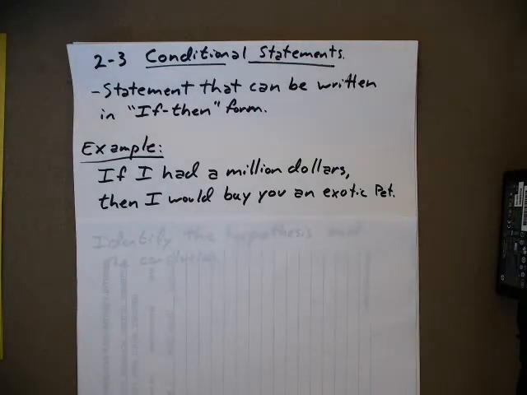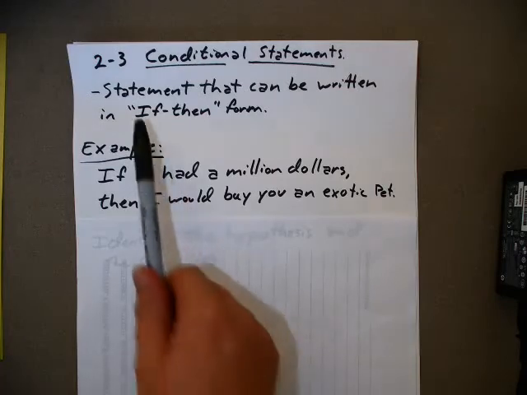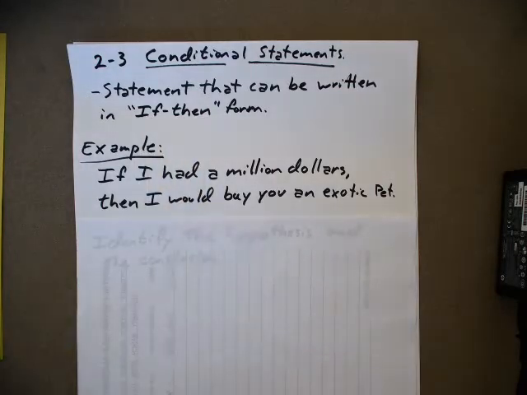Adelman's fantastic geometry class. Today we're going to touch upon conditional statements. Conditional statements are any statement that can be written in the form if-then. That doesn't necessarily mean they are always written in the if-then form, but they can be written in that form. An example is from the song, "If I had $1,000,000, then I would buy you an exotic pet."